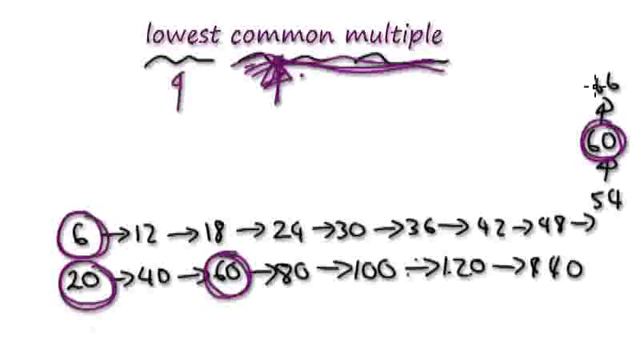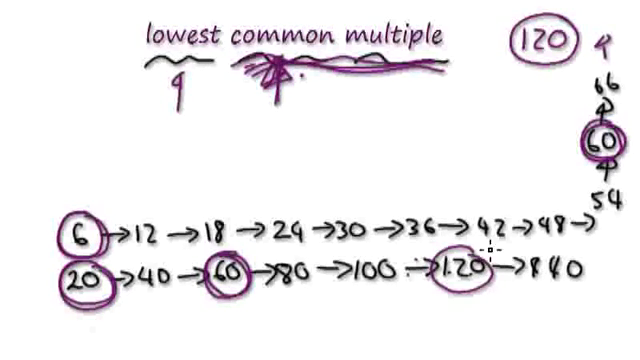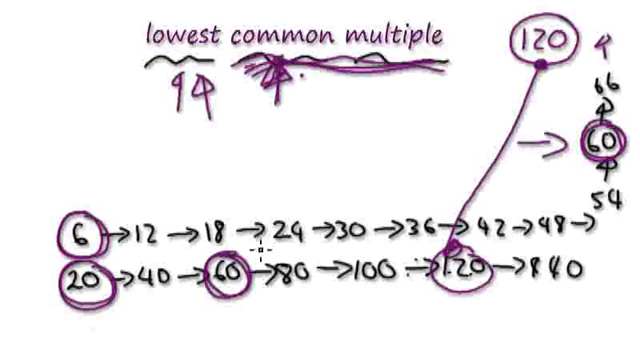And the lowest one, well, if you continue with the 6, you would probably get to 120. Well, then this 120 is also a common multiple. So 120 is another common multiple, but it's not the lowest common multiple. 60 would be your lowest common multiple, because 60 is lower than 120.